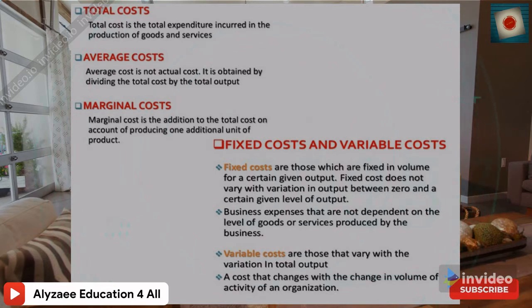Fixed cost and variable cost kya hai. Fixed costs are those which are fixed in volume for a certain given output. Fixed cost does not vary with variation in output between zero and a certain given level of output. Business expenses that are not dependent on the level of goods or services produced by the business. Whereas variable costs are those that vary with the variation in total output. A cost that changes with the change in volume of activity of an organization is called variable cost.